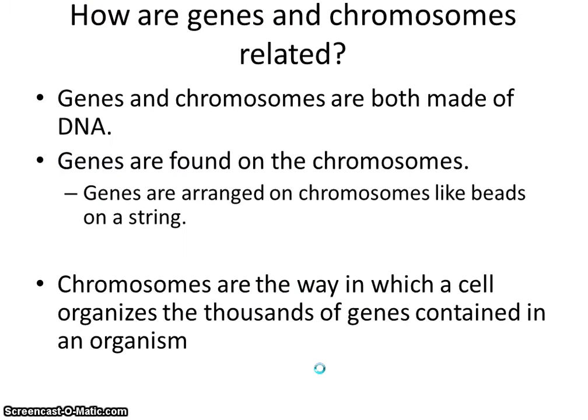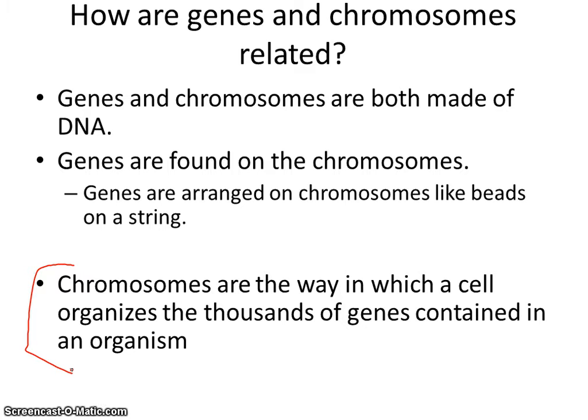Let me back up to this here. And you guys know this. Chromosomes are the way in which a cell organizes the thousands of genes contained in an organism. All right, we talked about holiday lights. You wind them up really tight to organize them, to keep track of them. That's all chromosomes are. Look, if you had 46 strings of holiday lights, you unwind them when you need to use them, and that'd be like the genes. You wind them up really tight when you're storing them. That'd be like the chromosomes.